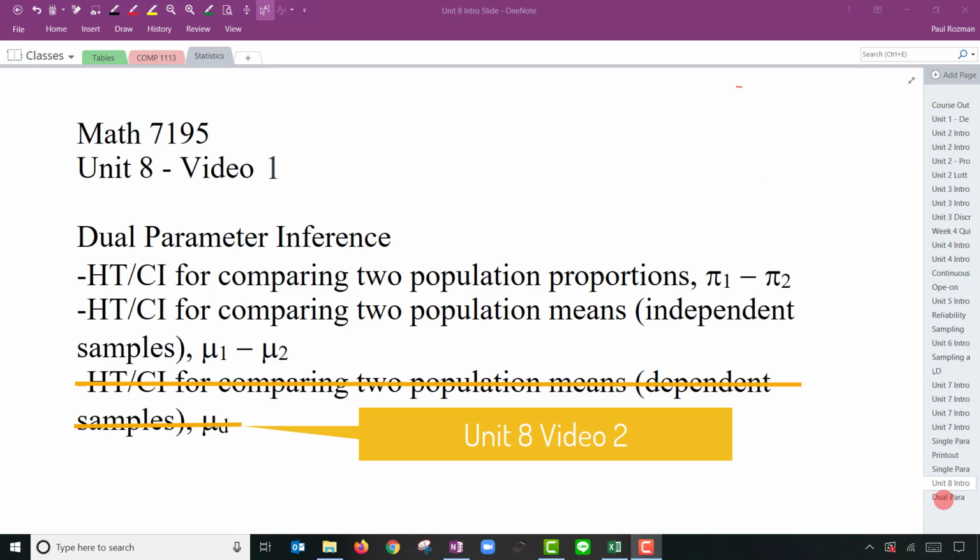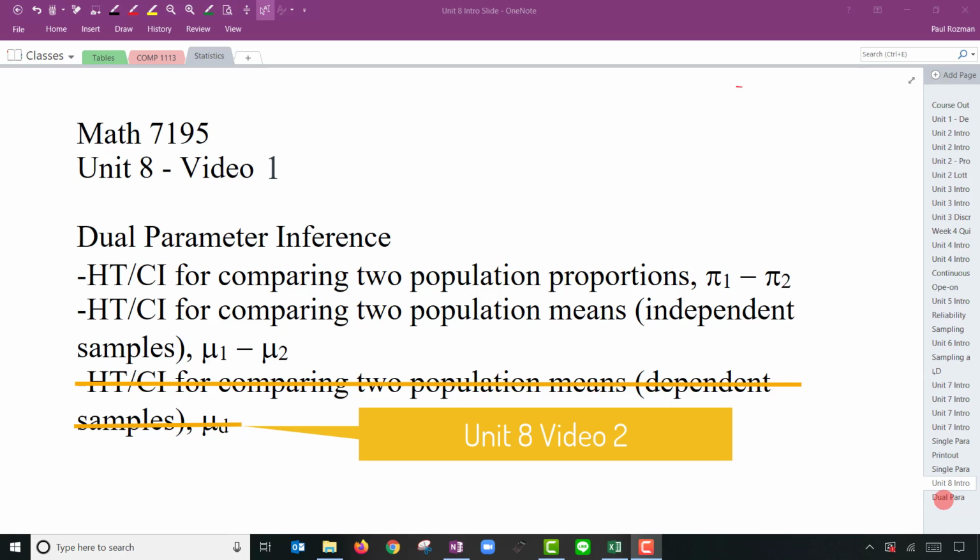Hey, Math 7195. Here we are in unit number 8. We're continuing on with inference. We're doing so with two parameters now instead of one. So basically we'll be comparing two populations. So we might compare the mean of two populations.